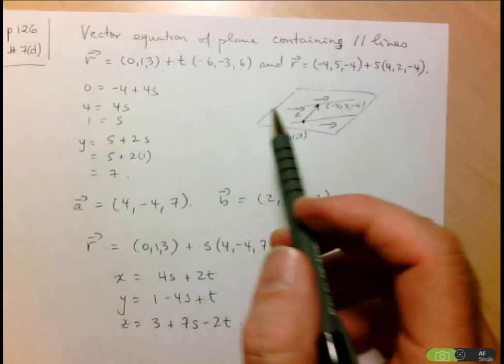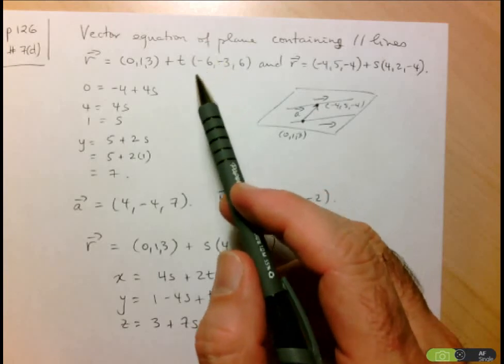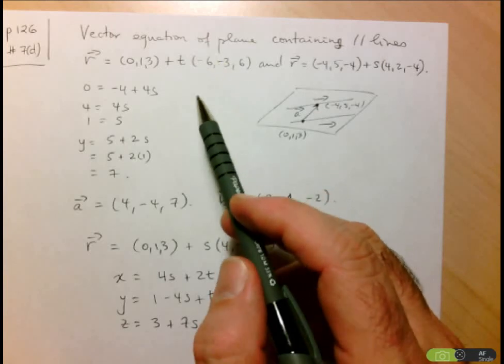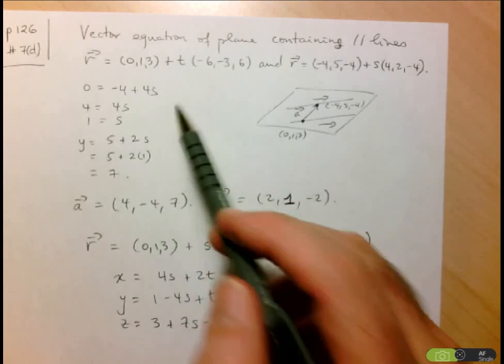Again, anytime you need to find the vector parametric equation of a plane, keep in mind what you need. You need a point, and you need 2 non-zero, non-parallel vectors. That's it for now.